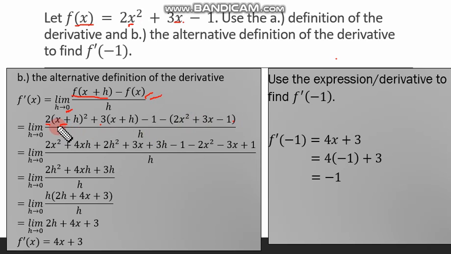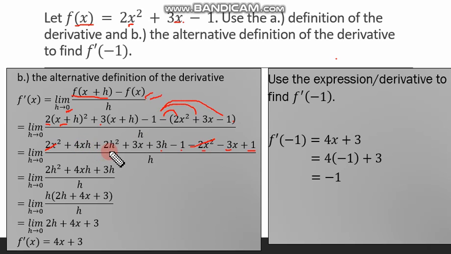Now let's expand it. x plus h squared is x squared plus 2xh plus h squared, multiplied by 2. Then it becomes 2x squared plus 4xh plus 2h squared. Plus 3 times x is 3x, plus 3 times h is 3h, minus 1. And then we will multiply all terms by negative. So change sign: negative 2x squared, minus 3x, and negative times negative is positive, so plus 1. Combine like terms: 2x squared minus 2x squared is 0. 4xh, there's no partner.